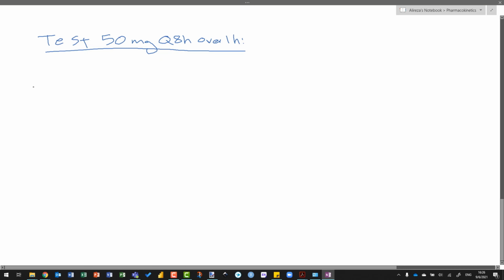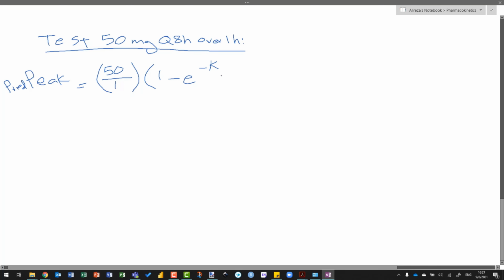So we're going to test 50 milligram every 8 hours over 1 hour to see what the predicted peak will be. Remember, we wanted to get a peak of 4. Now we're going to calculate what would be predicted. So we're doing 50 milligram infused over 1 hour, so you see this calculation becomes easy. You don't have to divide 50 by 1 in your calculator. You just type 50 here, and then you multiply by 1 minus e to the negative k.